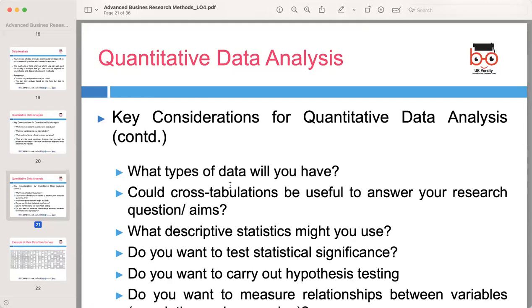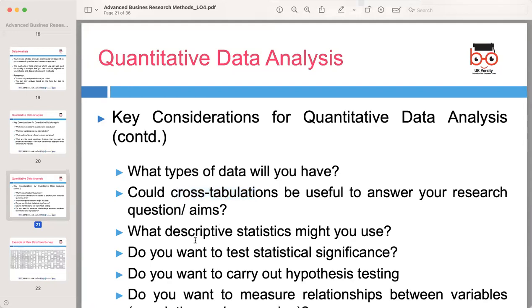Then another one here, cross tabulations, to be useful to answer your research questions. This is also known as contingency tables, which can be valuable for answering research questions or achieving research aims. They involve analyzing the relationship between two or more categorical variables.